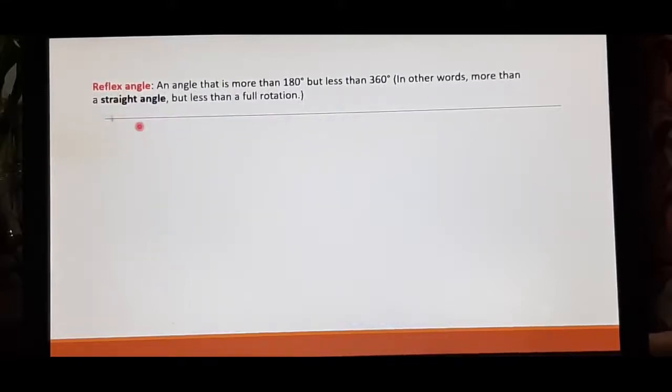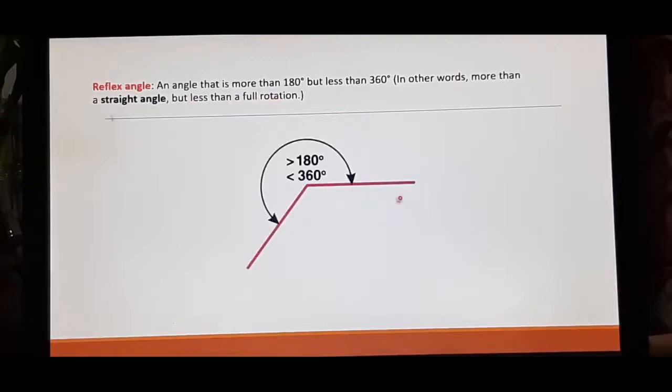Next one is reflex angle. An angle which is more than 180 degrees but less than 360 degrees. In other words, we can say more than a straight angle but less than a full rotation. So this is how it is represented. Always like this, an angle which is greater than 180 and less than 360 is a reflex angle.